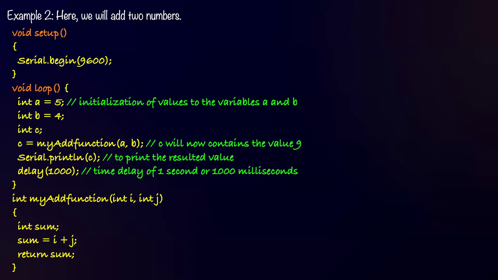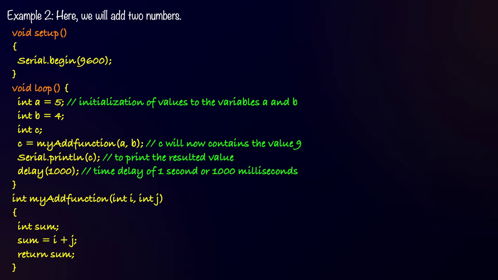Now in void loop, what we are doing is initializing values to the variables a and b. You see, int a we have taken as 5, int b we have taken as 4. We have also declared c, but we haven't given int c any number. Why? Because our intention is to assign c to my add function of a and b.